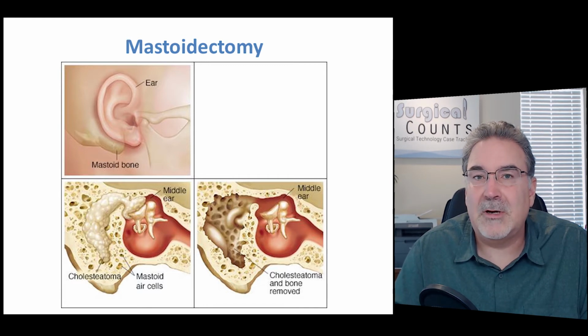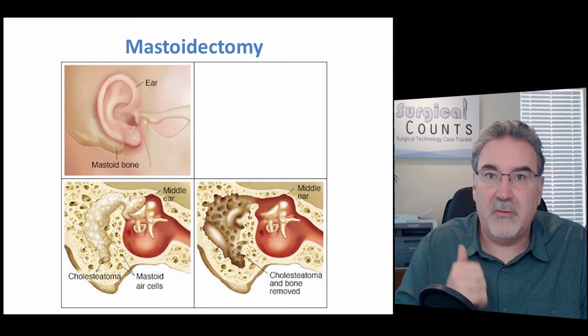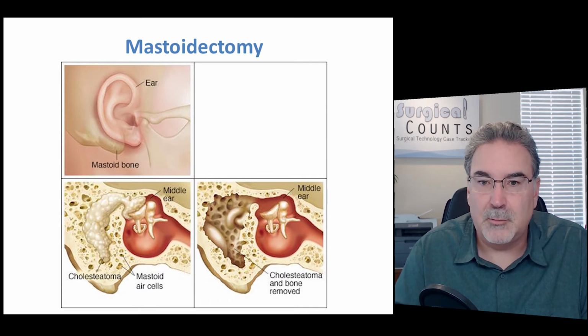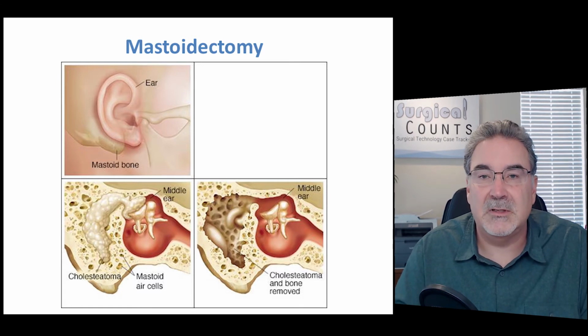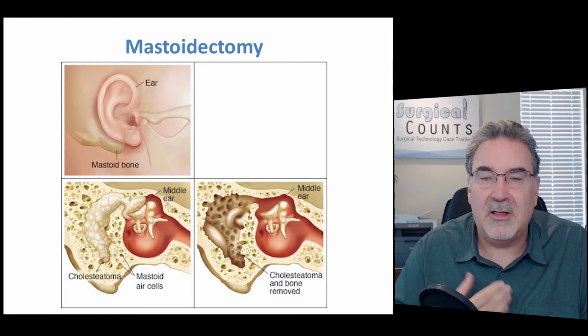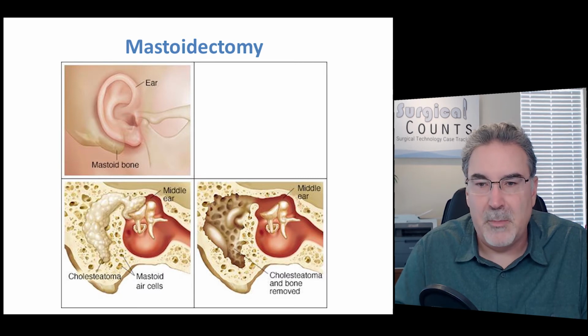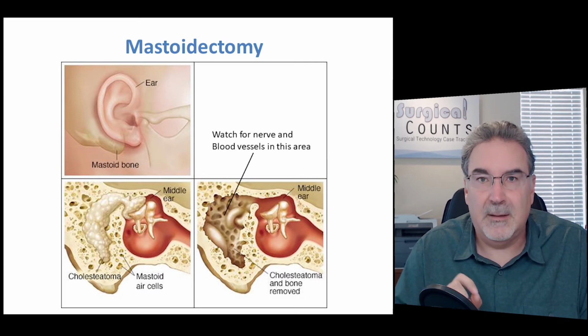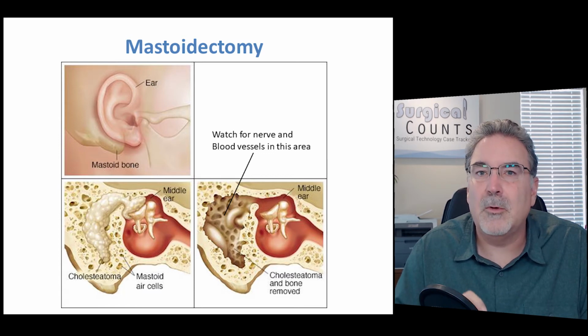So in this case, we're going to have to perform something called a mastoidectomy. Ectomy meaning we're removing something. In this case, we're removing part of the mastoid bone, or the mastoid process, in order to get this cholesteatoma all the way out of there, clear it completely out so it doesn't grow back. This can be a somewhat challenging procedure because there's lots of nerves and blood vessels in this area that we want to try to preserve as much as we can.